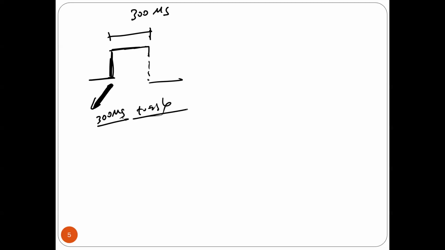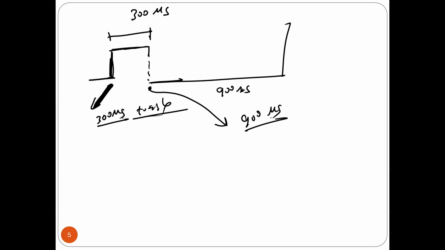I have to say here, for example, I want to go here for 900 microseconds. So in this interrupt, I'm going to say, please, next time toggle after 900 microseconds. This is how output compare works.